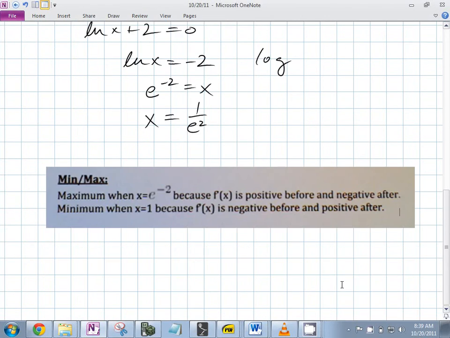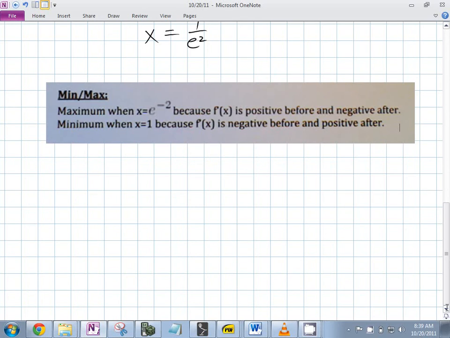We know where the min is. It's 1, 0. You plug in 1, you get 0. So now you have to plug in e to the negative 2 and get the max, which you could do. Is this double-sided? Yeah, it is.